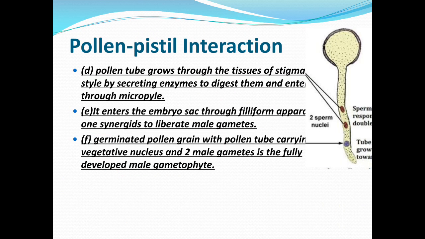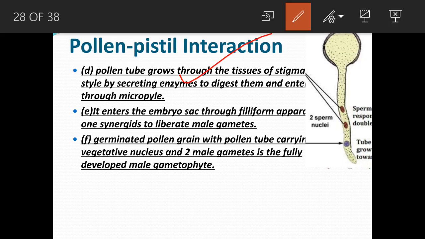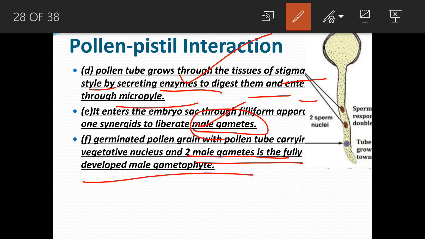Now next, the pollen tube grows through the tissue of the stigma and style by secreting enzymes to digest them and enters the micropyle of the ovule. It enters the embryo sac through the filiform apparatus and enters one synergid to liberate the male gametes. Germinated pollen grain with pollen tube carrying vegetative nucleus and two male gametes is the fully developed male gametophyte.